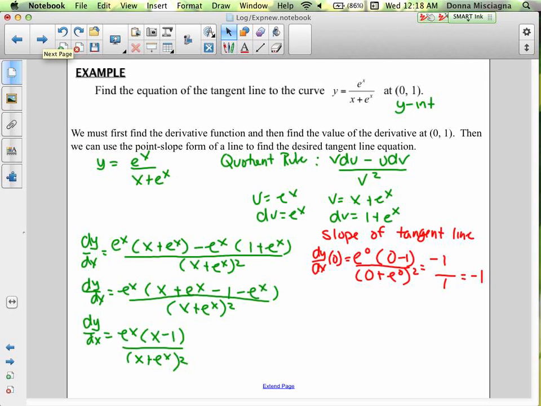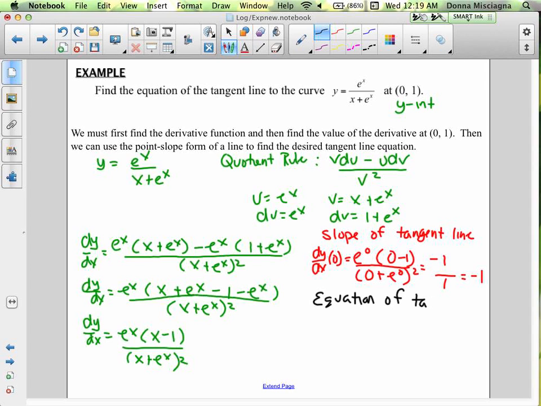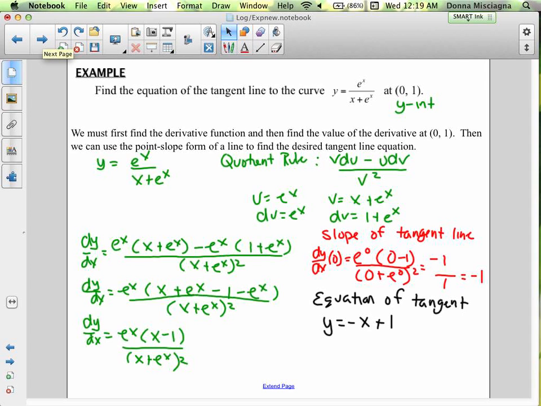So that wasn't too difficult. And here's the equation of the tangent line. All right, we have the y-intercept, 0, 1, so it would be y equals negative x plus 1. There we go. So there is our equation of our tangent line. So that wasn't too bad. Even the derivative wasn't too bad.